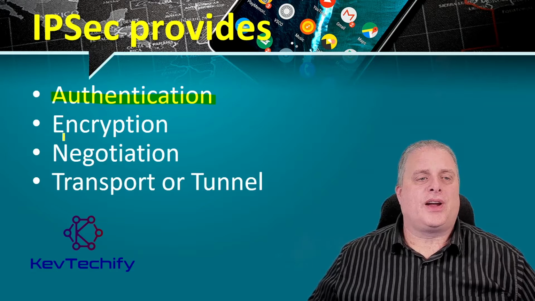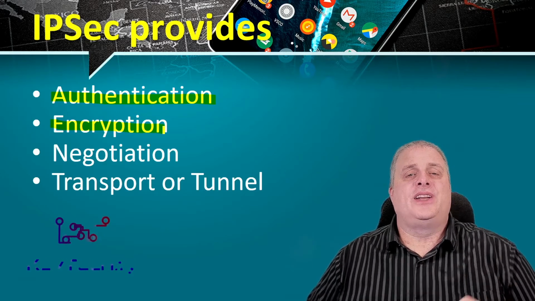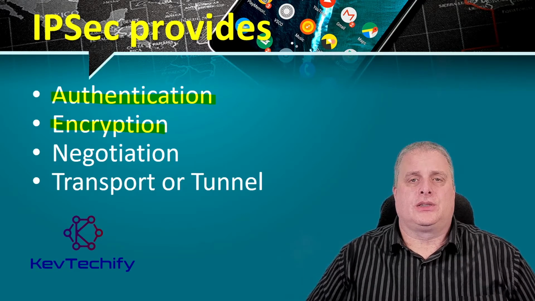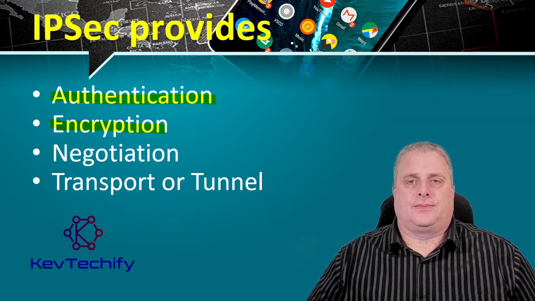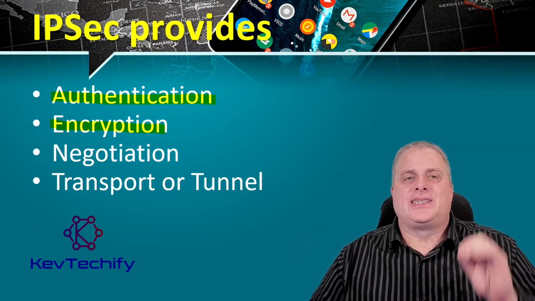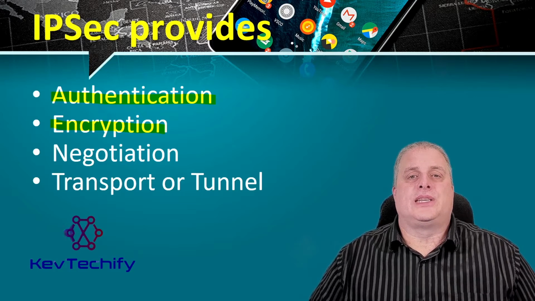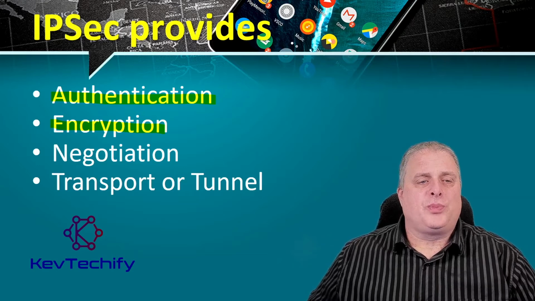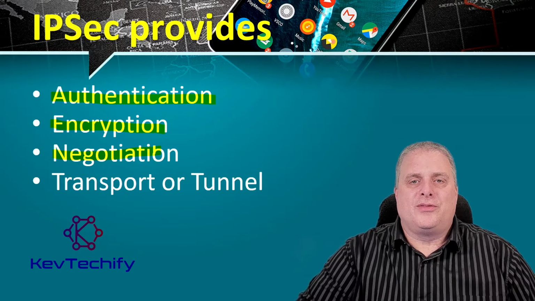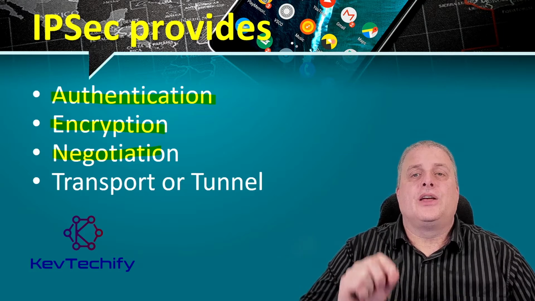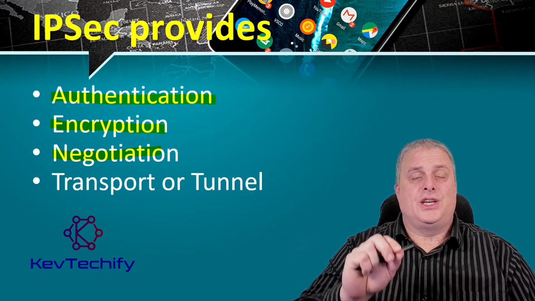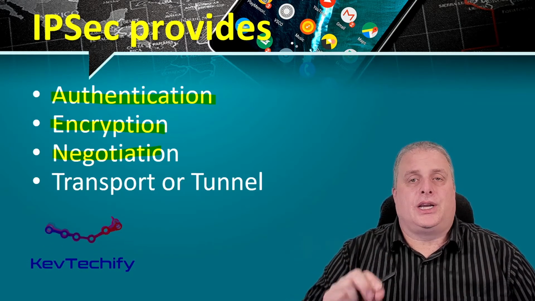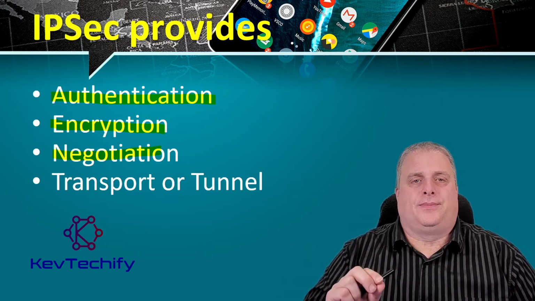IPsec also provides encryption for data confidentiality, for keeping our data private, as well as authentication with integrity checks and protection against replay attacks. ESP, or Encapsulating Security Payload, can provide us with those things. That is also part of IPsec. IPsec also provides us with negotiation of security associations and keys through Internet Security Association and Key Management Protocol, also known as ISAKMP, Internet Key Exchange, known as IKE, and Diffie-Hellman.